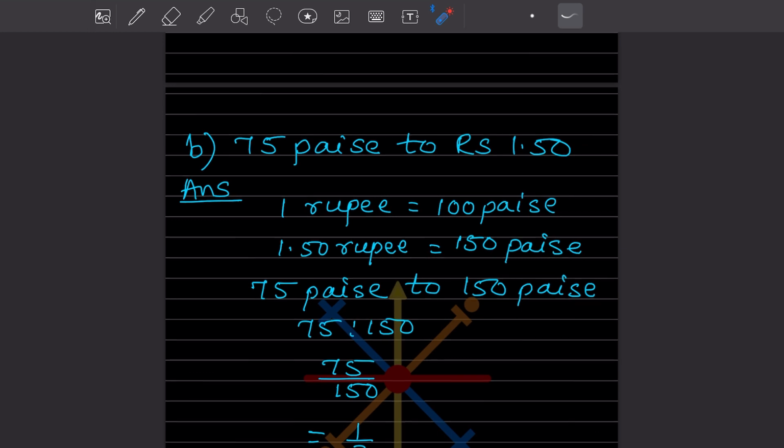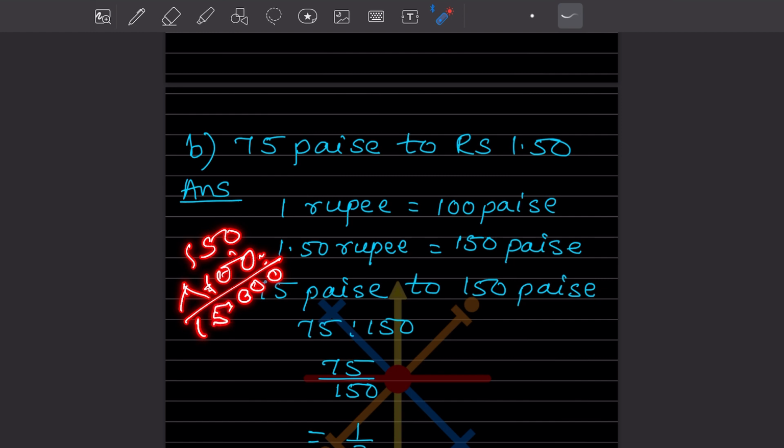75 paise to rupees 1.50. So this is rupees, so what I did: 1 rupee is 100 paise. When you multiply this, see how to multiply this. First forget about the decimal and multiply by 100. Now I'm not going to look at the decimal first. So now look at here, 150 into 100. So how many zeros are here? 1, 2, 3 zeros, and 15 ones are 15.